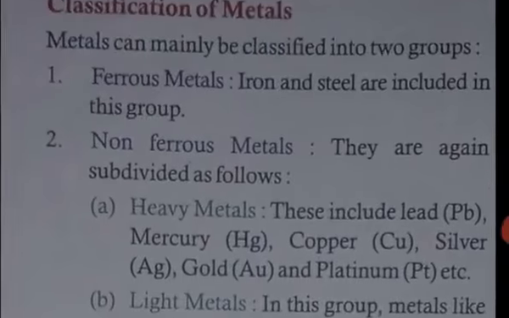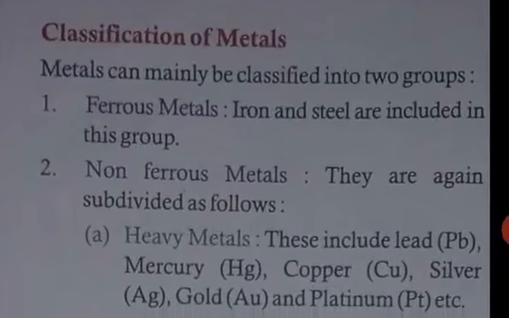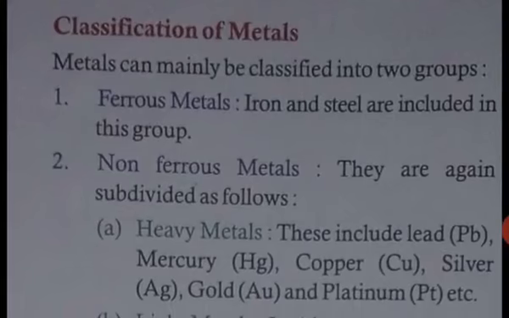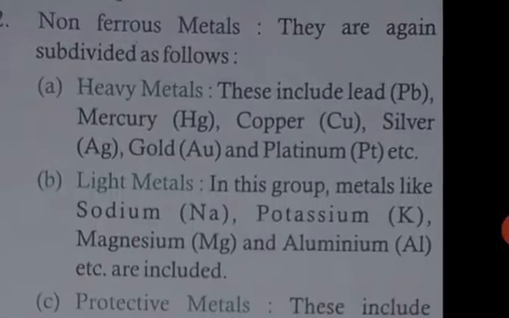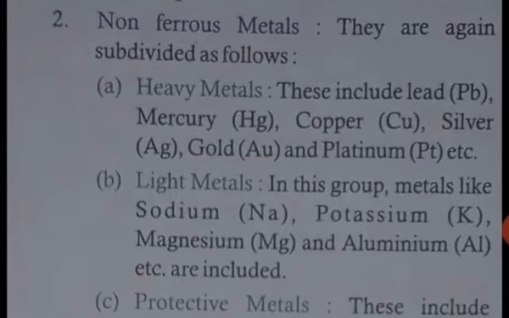Okay, classification of metals. Metals can be classified into two groups, that is the ferrous metal and the non-ferrous metal. The ferrous metals are iron and steels, which are included in this group, and the second one is non-ferrous metals. They are also subdivided into some categories, and the first is heavy metals. Some metals are heavy. They include lead, mercury, copper, silver, gold, platinum, etc.